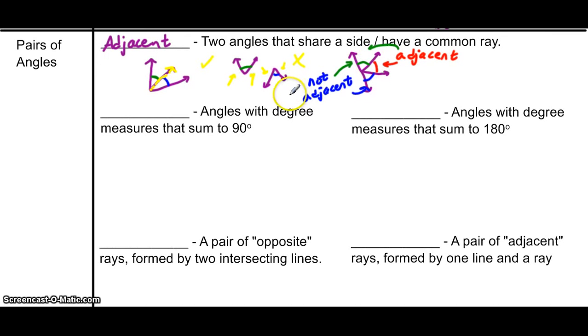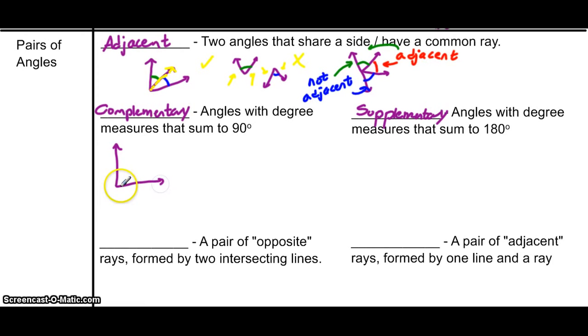Our next two terms have to do with what the measures of two angles add up to. Angles with degree measures that sum to 90 degrees are called complementary, whereas angles with degree measures that sum to 180 degrees are called supplementary. Supplementary. So complementary, you can think of adding up to 90 degrees.